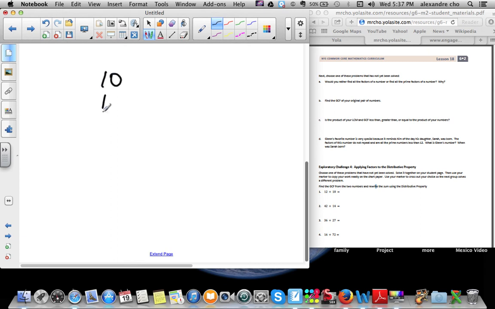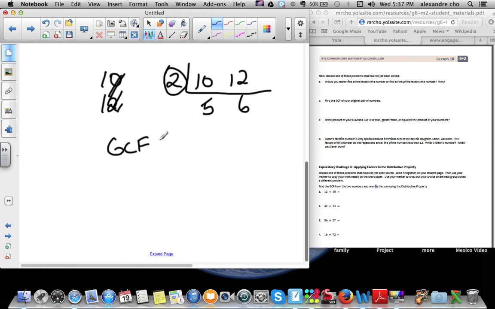Alright, so let's pick 10 and 12. Okay, and I'm going to use the slide method. 10 and 12. The 2 goes 5 times, and here 6 times. Here's my GCF. So the GCF is 2. The LCM is 2 times 5 times 6, which in this case would be 60.